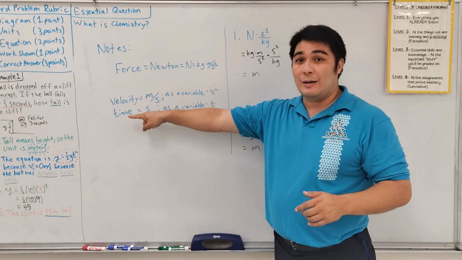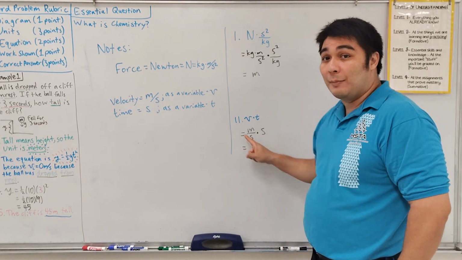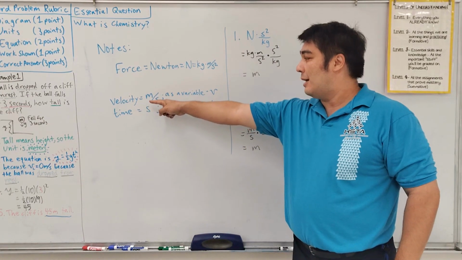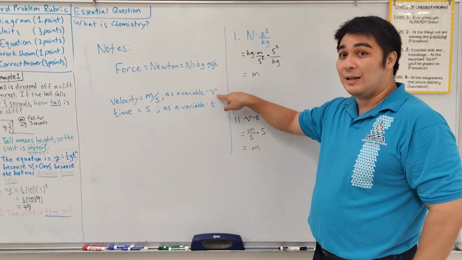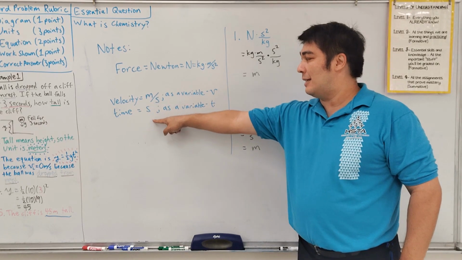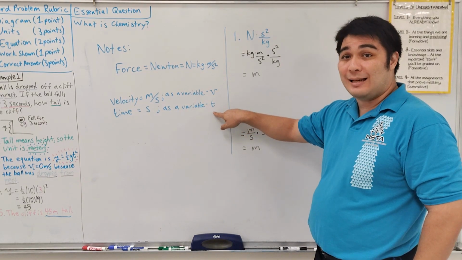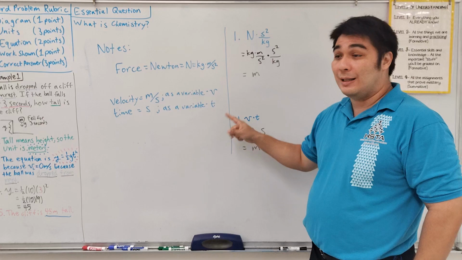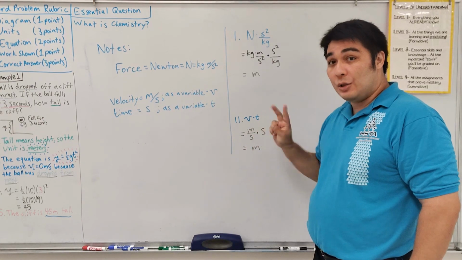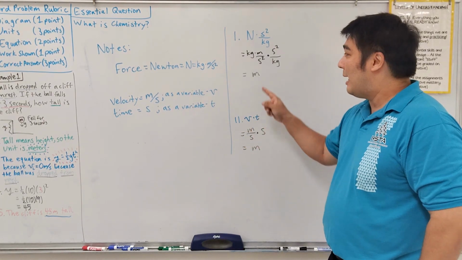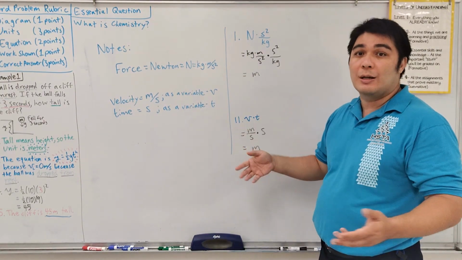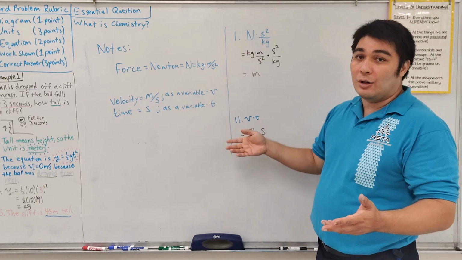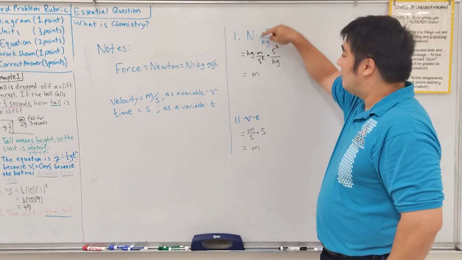Also, later on, I did some variable work for number 11, so that would be the velocity, with the units meters per second, but as a variable, it was v. And time is seconds, and as a variable, this was t. The reason why this is important is because number 11 is a two-step problem, sort of, and number 1 is basically a plug and chug, substitute, and go. So let's look at number 1.